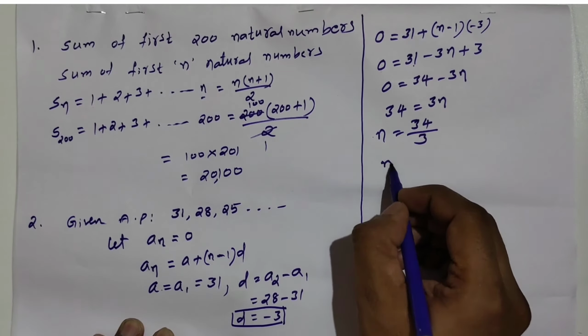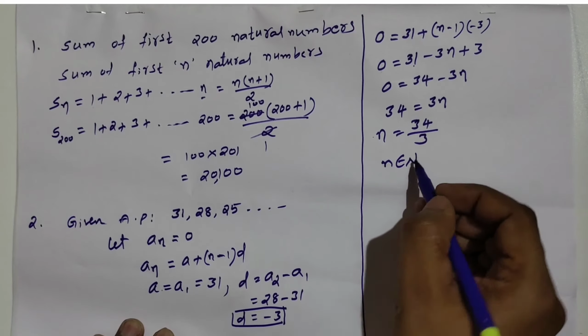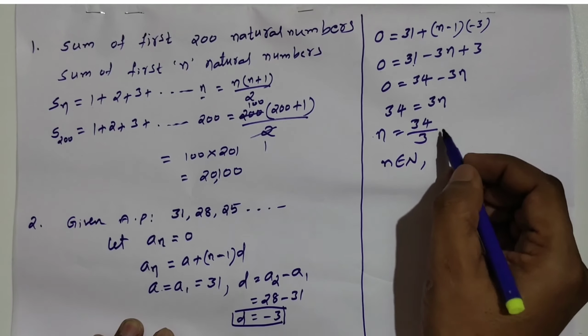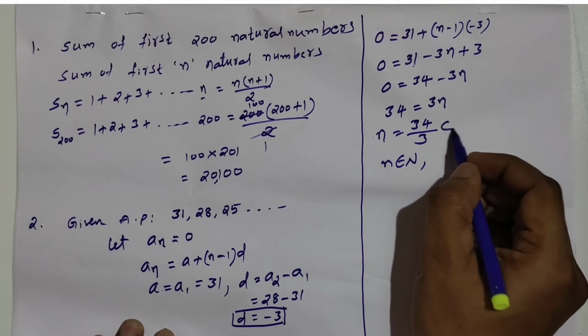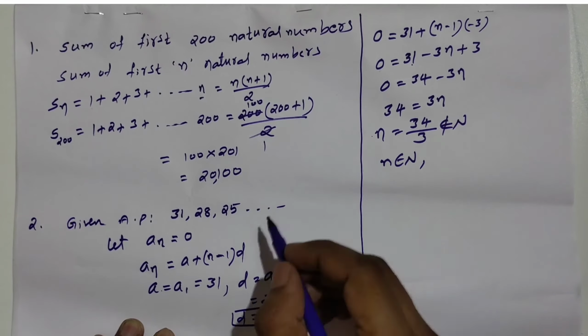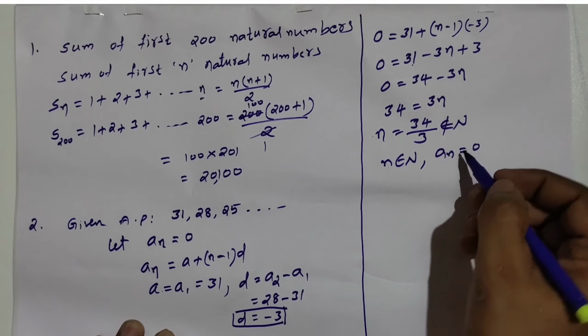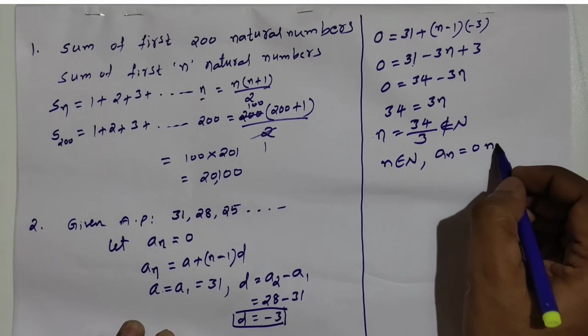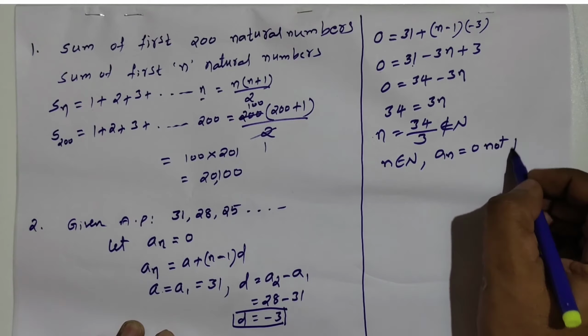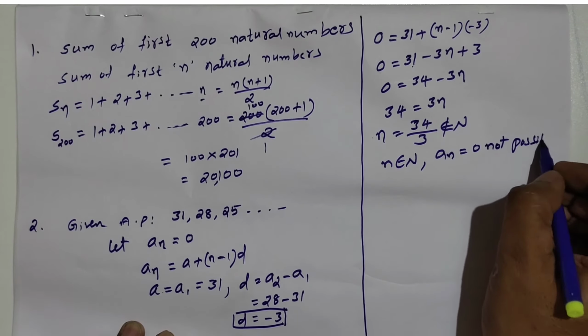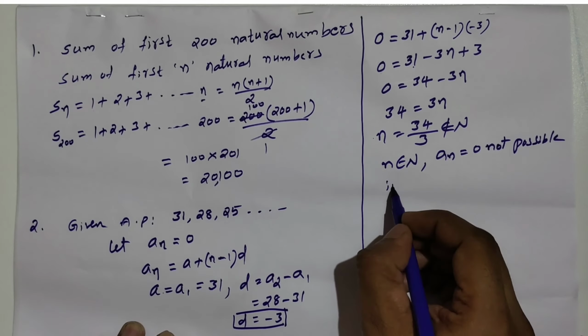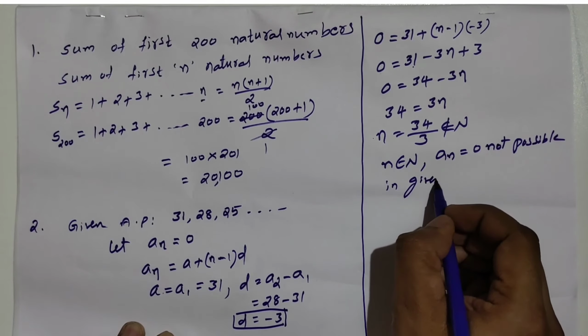But generally n belongs to natural numbers, and here 34 by 3 does not belong to natural numbers. That means n is equal to 0 is not possible in the given AP.